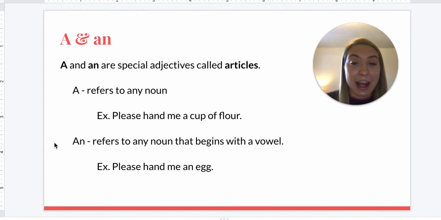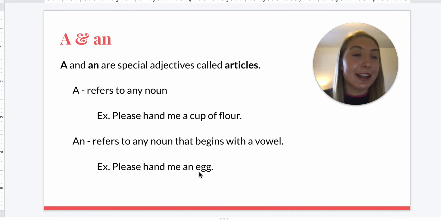And then an refers to any noun that begins with a vowel. Please hand me an egg. So e is a vowel, so we're going to use an. And remember, it is singular, we're just talking about 1 egg, but it could be any one of the eggs in the carton. It's non-specific. So we use a and an for singular nouns that we're modifying and for non-specific nouns.